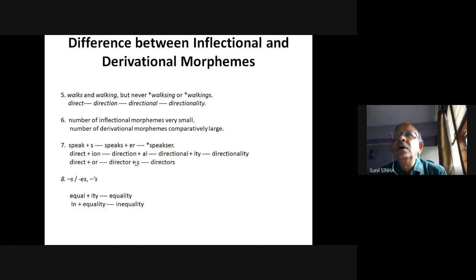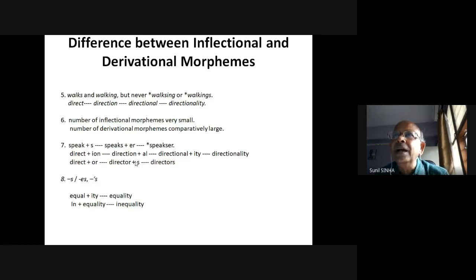Now look at these words, walks and walking, right? So we can add S, this inflectional morpheme, to walk, and we can add ING to walk, and we get walks and walking. But can we add two inflectional morphemes to the same word?